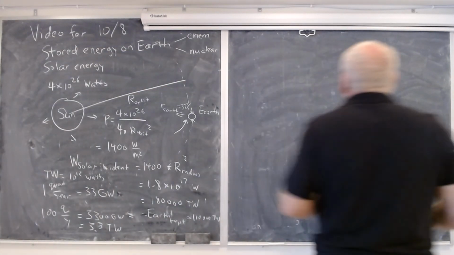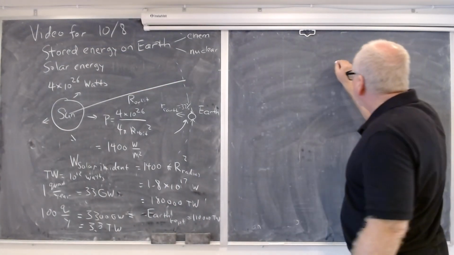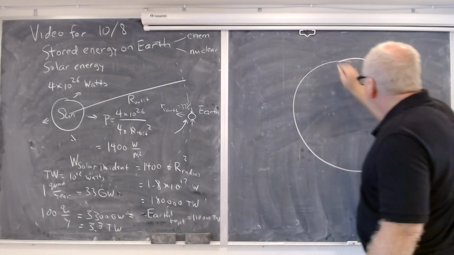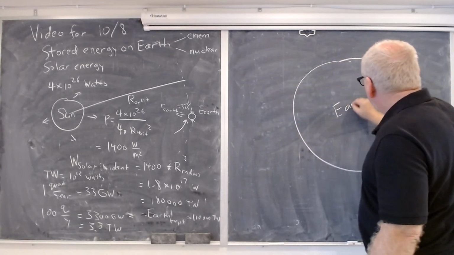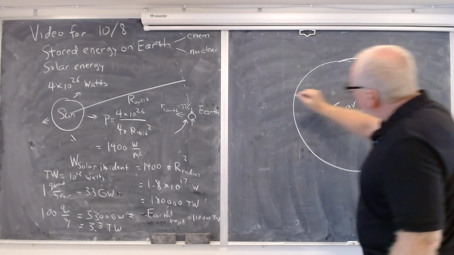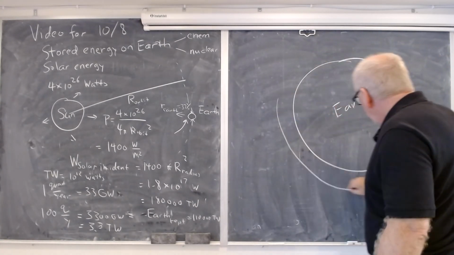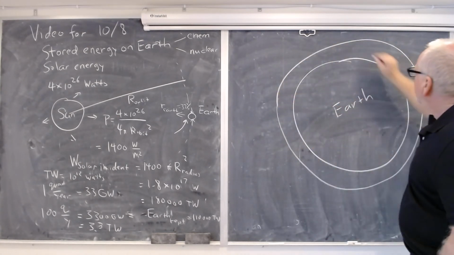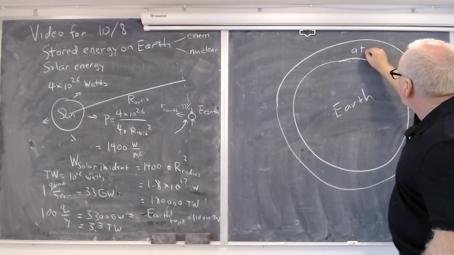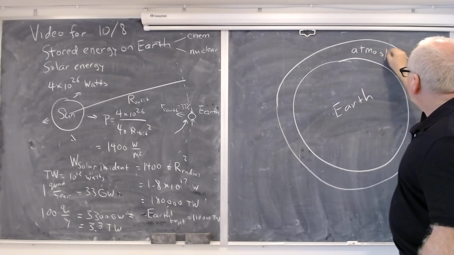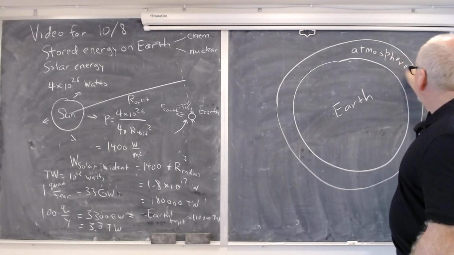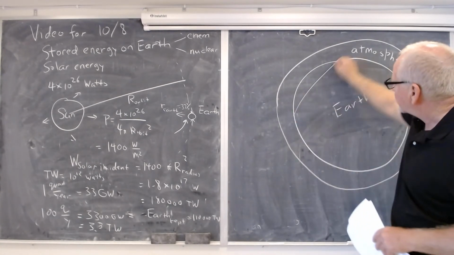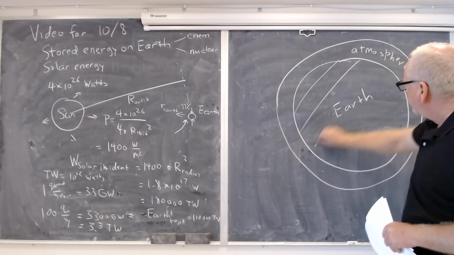But let's go on with what's happening on the Earth. So let's draw the Earth bigger. And let's draw the Earth's atmosphere. Now, the Earth's atmosphere isn't that thick, but I'm using it for illustration purposes here. So, so to speak, this is kind of the hard part of the Earth.